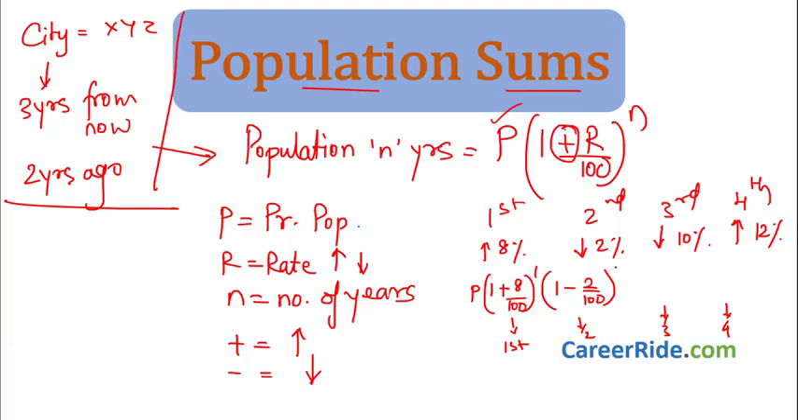It will again be 1 year, because it is only for the second year that the population is decreasing by 2%. So 1 year again, multiplied by 1, again decreasing, so minus, again the rate is 10% divided by 100 raised to 1 year. This is happening for the third year, and for the fourth year the population would be 1, again increasing by 12%, so 12 upon 100 raised to 1. See, this would be the population after the fourth year.